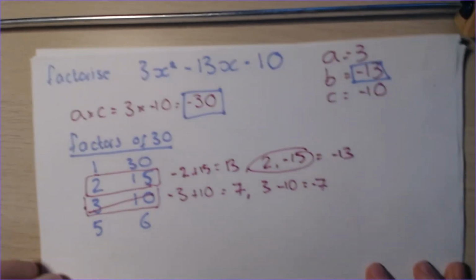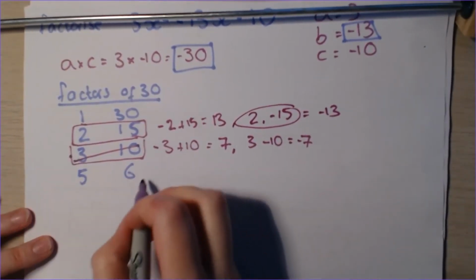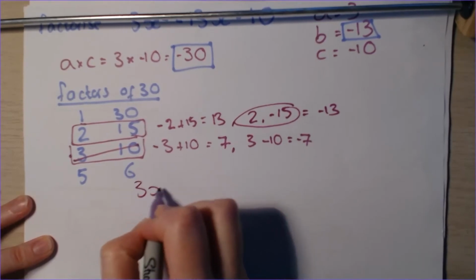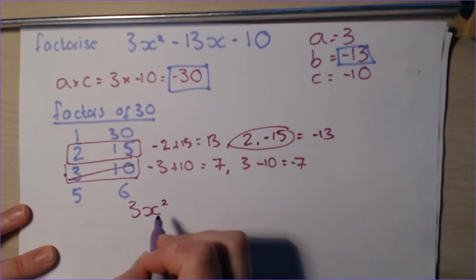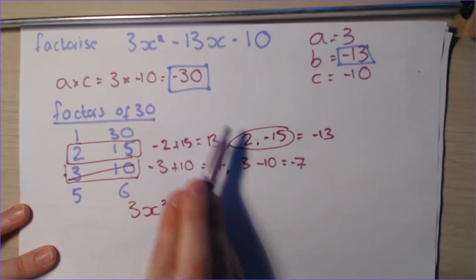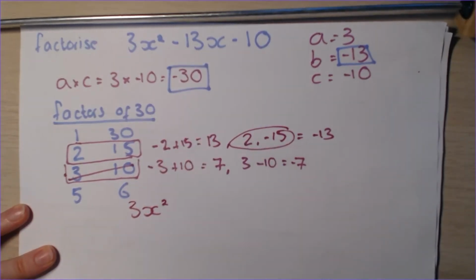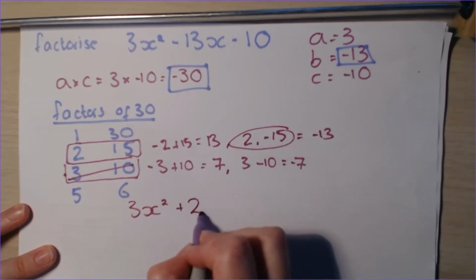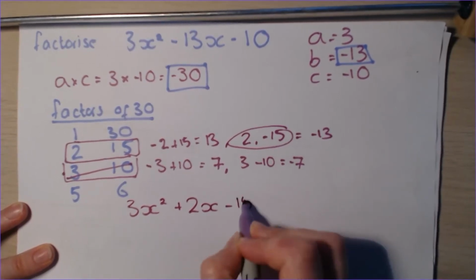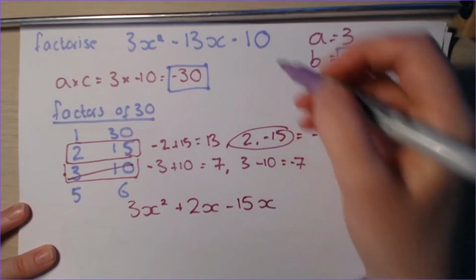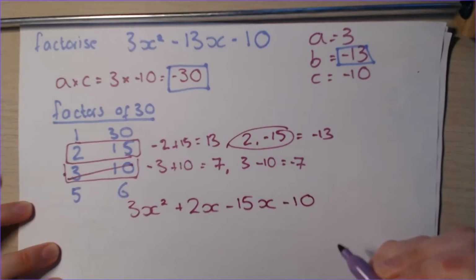Okay. Now let's rewrite the equation. So we're going to have 3x squared, and instead of negative 13x, I'm going to put plus 2x minus 15x. And then keep that negative 10 at the end, minus 10 there.